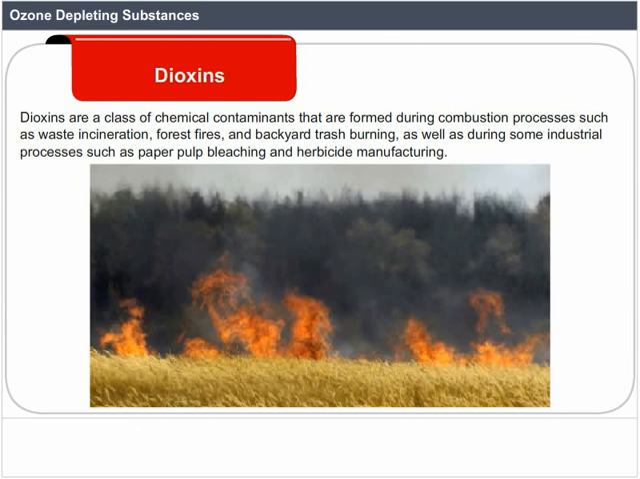Dioxins. Dioxins are a class of chemical contaminants that are formed during combustion processes such as waste incineration, forest fires, and backyard trash burning, as well as during some industrial processes such as paper pulp bleaching and herbicide manufacturing.